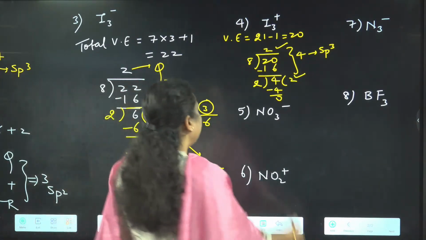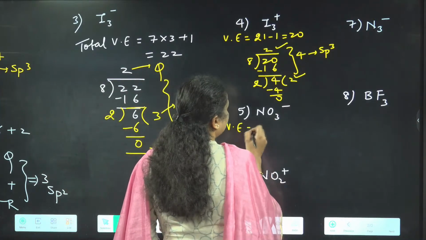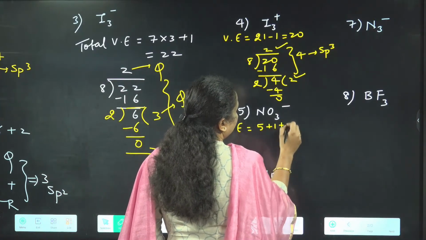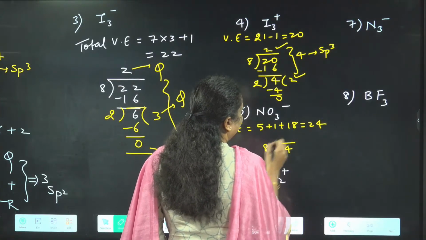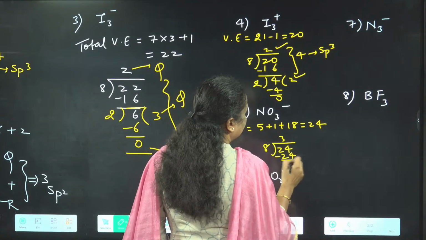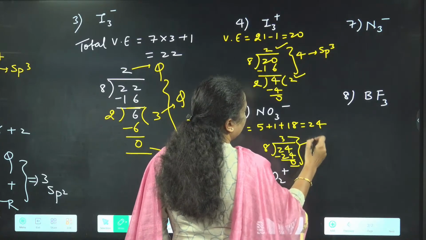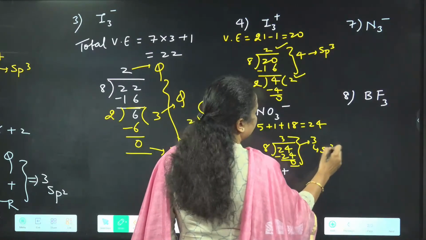Good. Then in this case, valence electrons 5 plus 1 plus 18. Are you getting 24? 24 means you are having 8 threes are 24. You are getting this remainder as 0. So summation of these two, 3, is sp2.